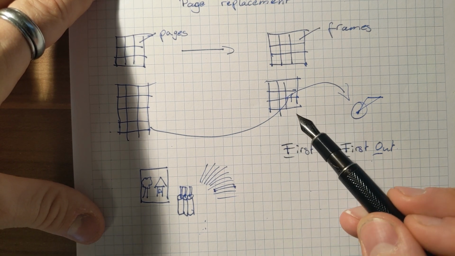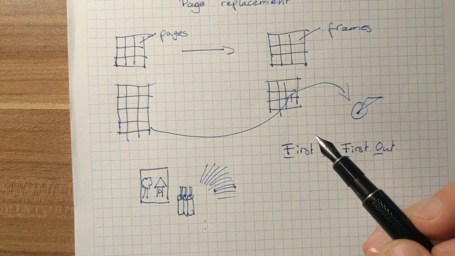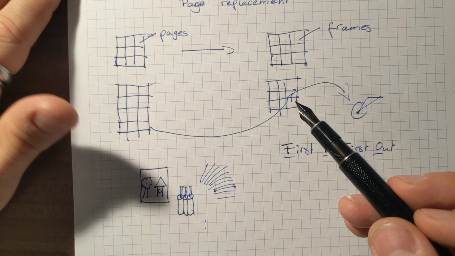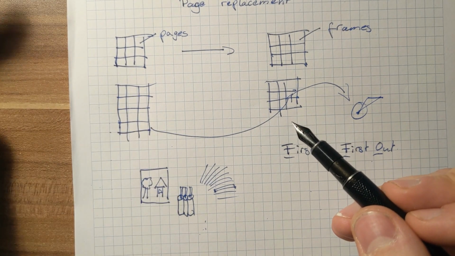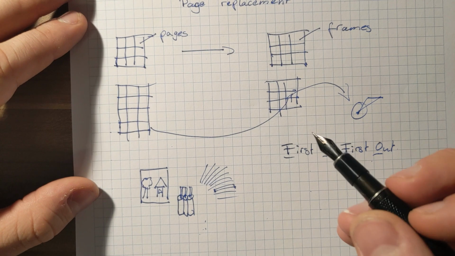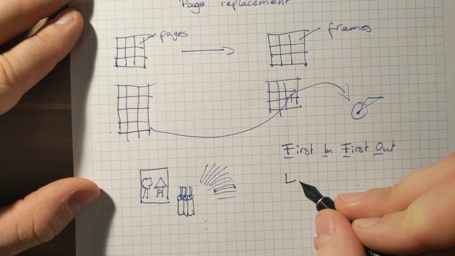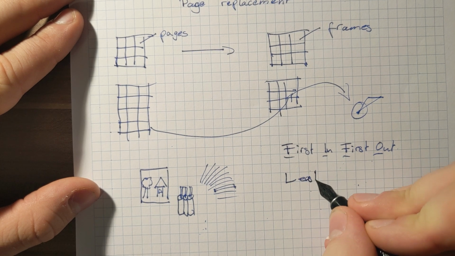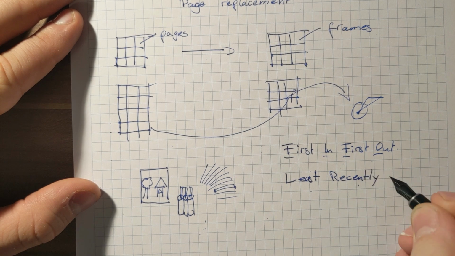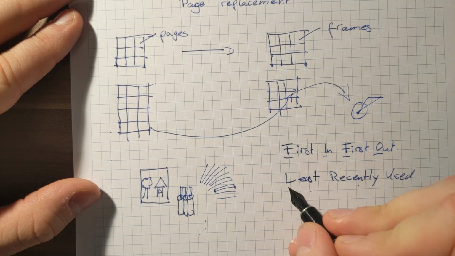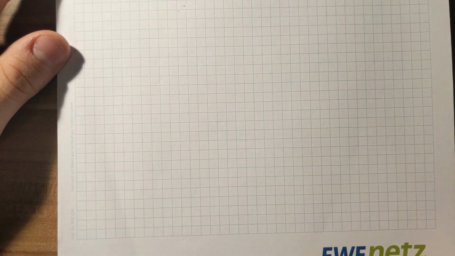Or you could say, I replace the page that I haven't used for the longest time. No matter how long another frame or page is in the memory, I replace that one that I haven't used for the longest time, because there I have a higher chance that I won't use it in the near future as well. So that would be the least recently used algorithm. Least recently used.